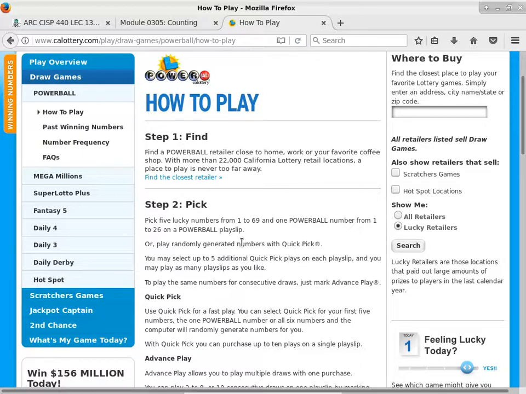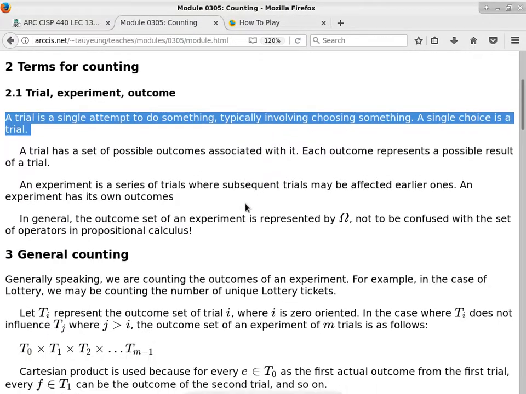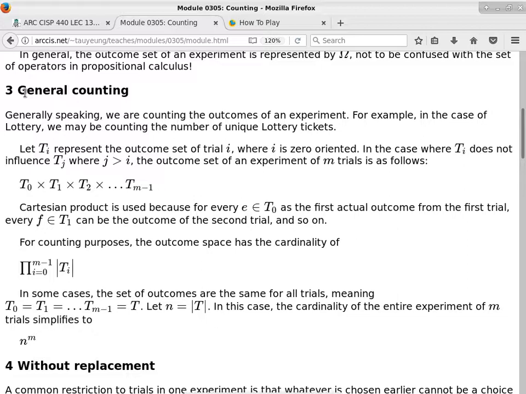69 times 68. Right? Yep, exactly. So it's 69 times 68 times 67 times 66 times 65. Okay? So now the next question is, how do we come up with those numbers? So we want to talk about general counting first.